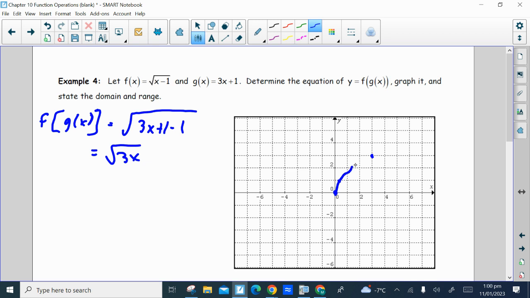So that's enough points to sketch a graph. It'll look something like that. The domain and the range are the same. They're both from 0 up to positive infinity.